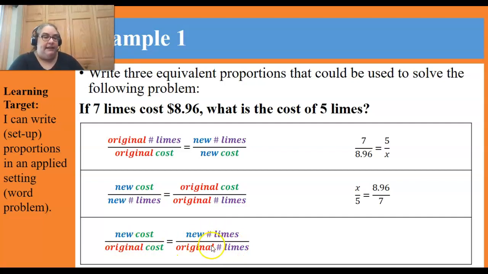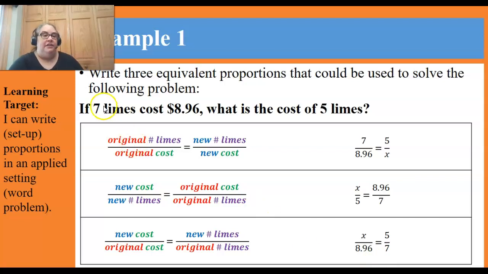So we have to keep in mind, I'm trying to use color to help highlight, but you're either comparing originals to news, or you're comparing costs to limes, and just make sure that your labels are consistent amongst both ratios. So I will fill in my next one, and that would be my new cost, which I don't know, x, to my original cost, which was 896. My new number of limes that I want is 5, and my original number of limes is 7. So that's just taking you through my thinking.